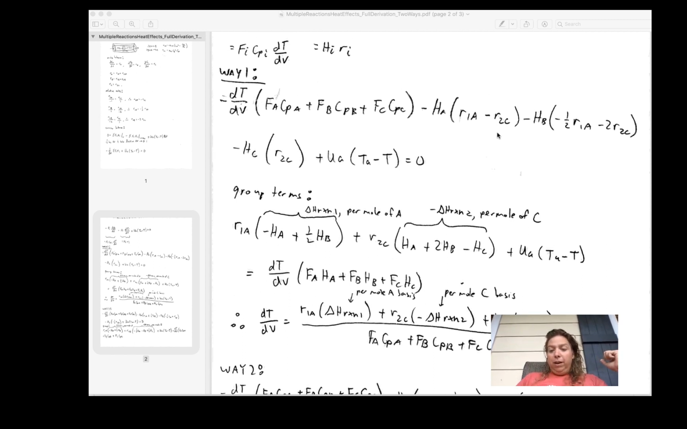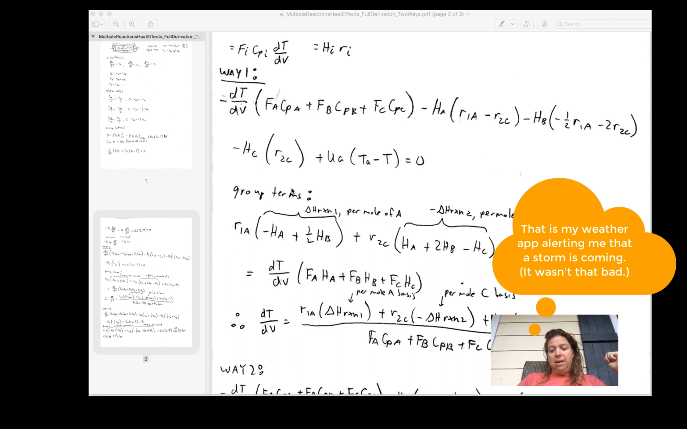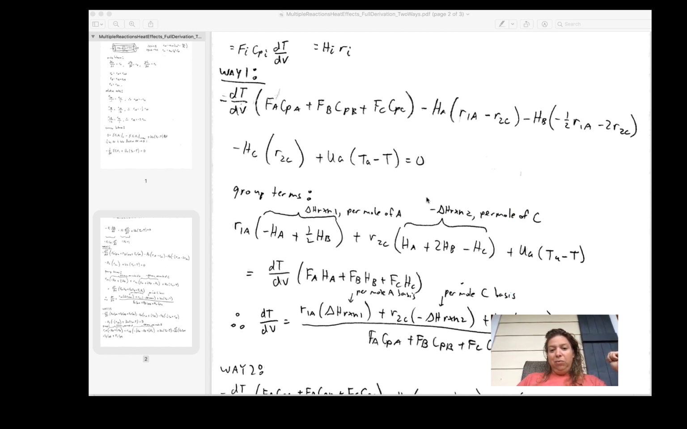Okay, so now grouping my R2C terms, that's going to give me a plus HA, a plus 2HB, and a minus HC. So that's what I have here, and if I analyze that, that's going to give me negative heat of reaction 2 per mole of C. The reason it's negative here is because I have reactants minus products. And I know it's per mole of C because I have a factor of 1 ahead of this HC.